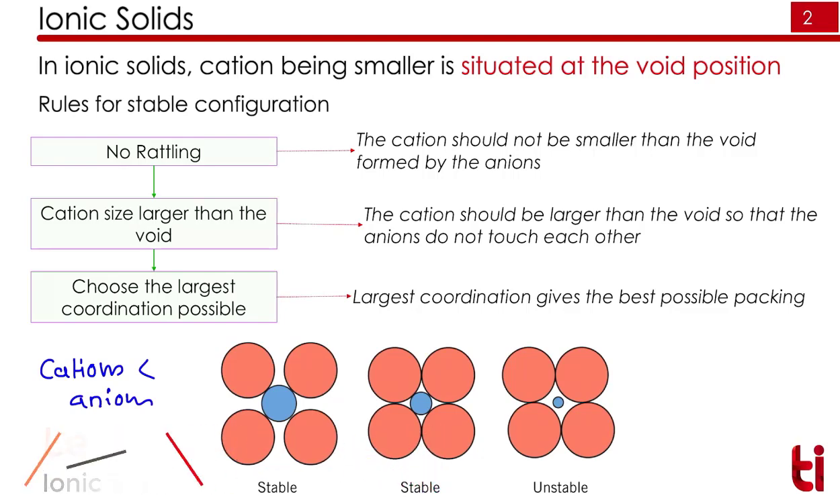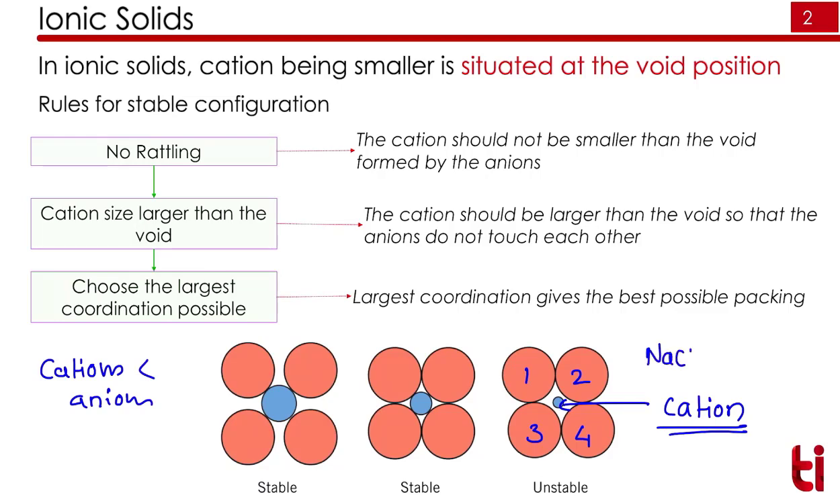So if it is smaller than an anion, it can go into that void position of the anion. We can see here there are 4 anions, and at the center we have a void, and if we can place a cation here, it will form an ionic solid. In an ionic solid we have two types of ions, one positive and one negative. For example, in NaCl we have Na+ and Cl- ions.